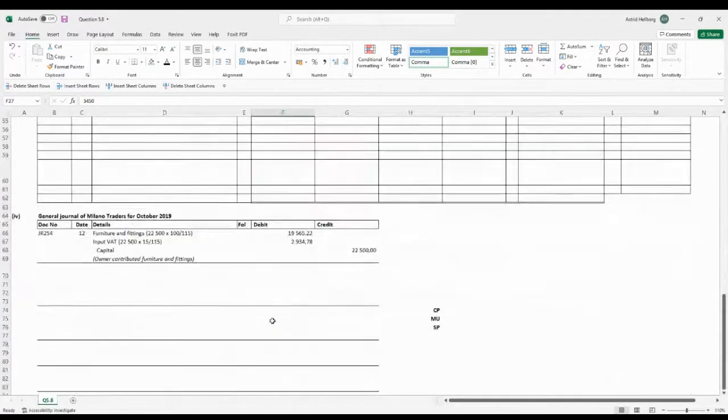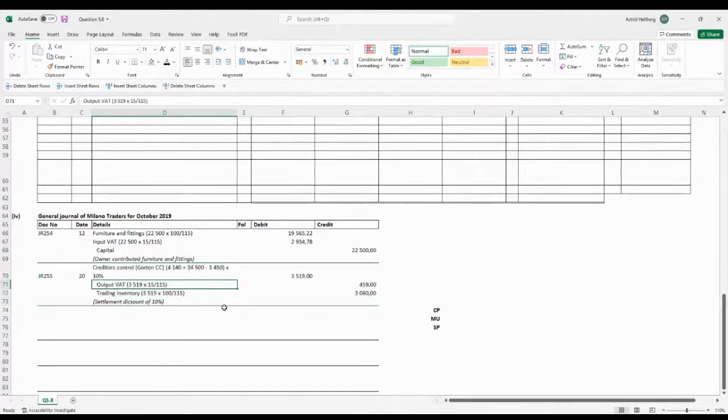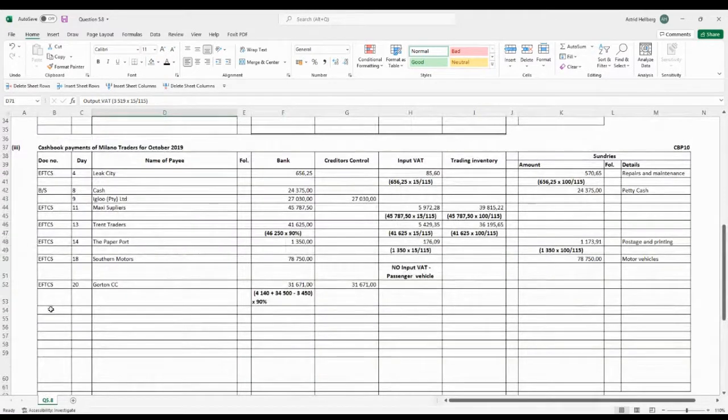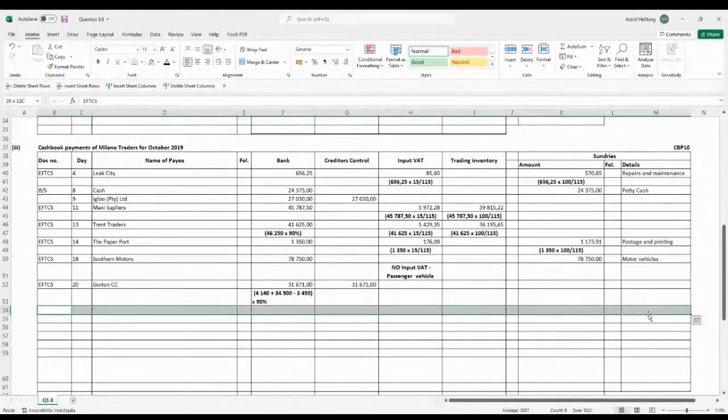And then the second step to this is the discount that was allowed, the 10%, you work it out exactly the same, and you raise output VAT on the portion that we're not going to receive anymore, and the rest goes to trading inventory. Then on the 21st, drawings by the owners from our cash book payments. Just straightforward 4,500. And then the last one, okay, now we've got three more before we take a break.